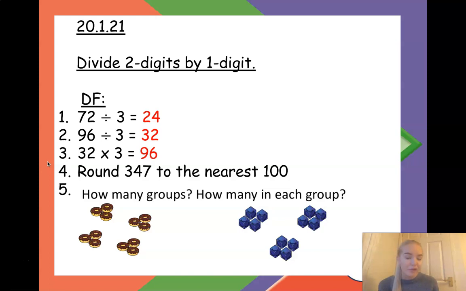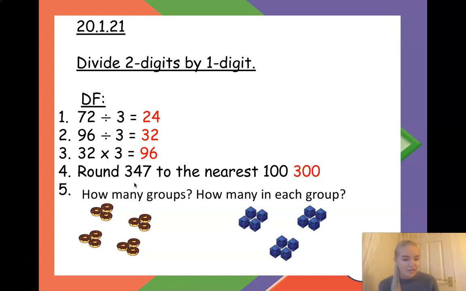Number 4, round 347 to the nearest 100. Well, if it's asking me to round to the nearest 100, I need to think which of these values is my hundreds column. Well, I can see that 3 is representing my hundreds. It's representing 3 hundreds. So we can look at the number after it in our tens column, 4, to determine whether we're rounding up to the nearest 100 or down to the nearest 100, which would either be 400 or 300. Because it's a 4, we are rounding down to 300.